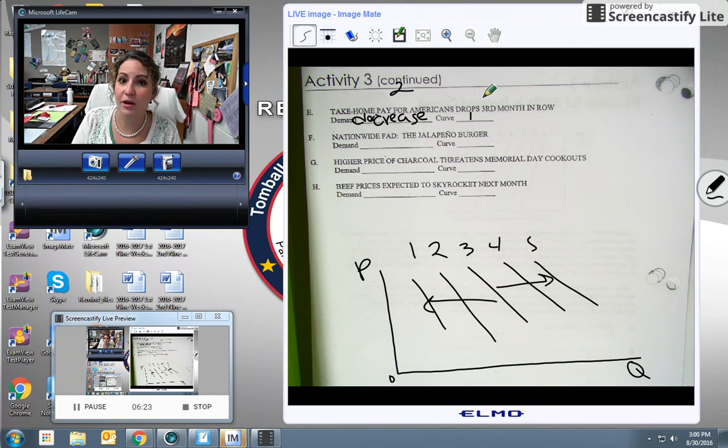Nationwide fad, the jalapeno burger. Well, if it's a fad that's trendy, people are going to demand more jalapeno burgers, and you need beef to make those burgers. So the demand for beef will increase to curve 2.